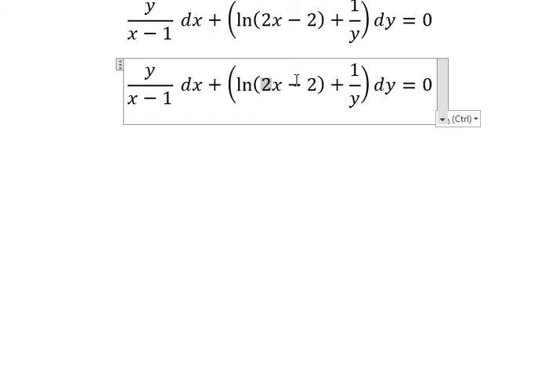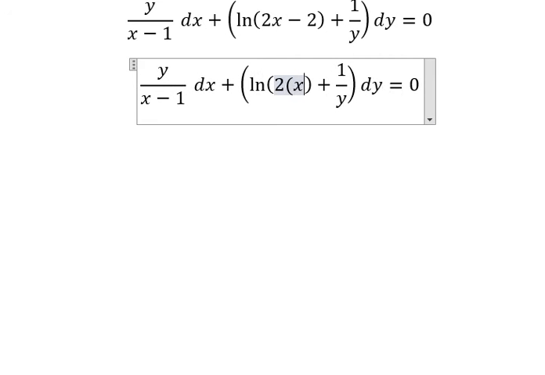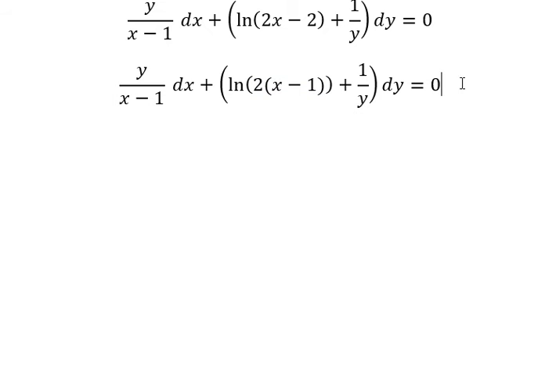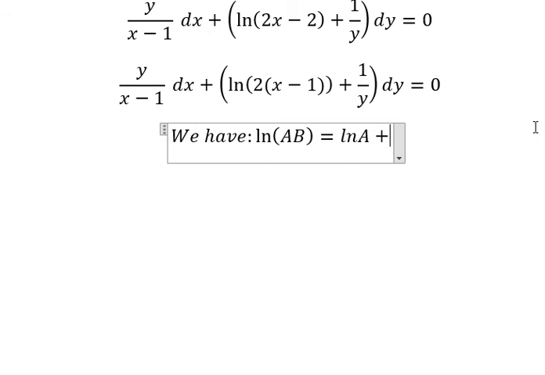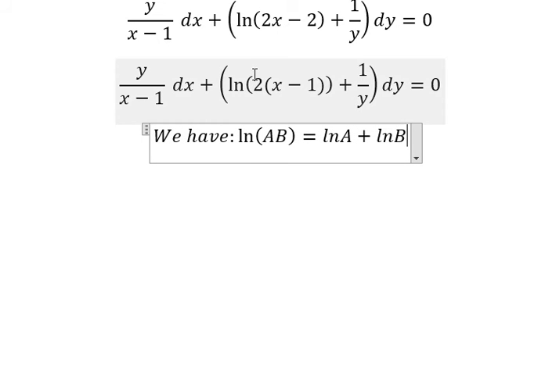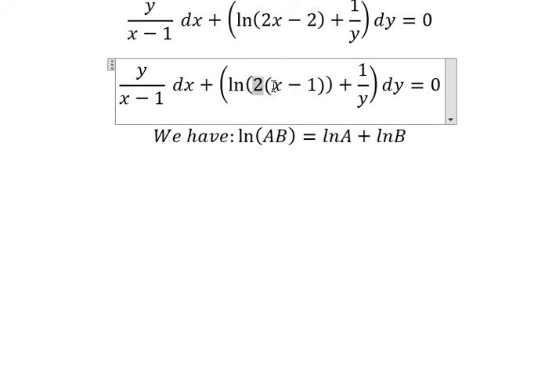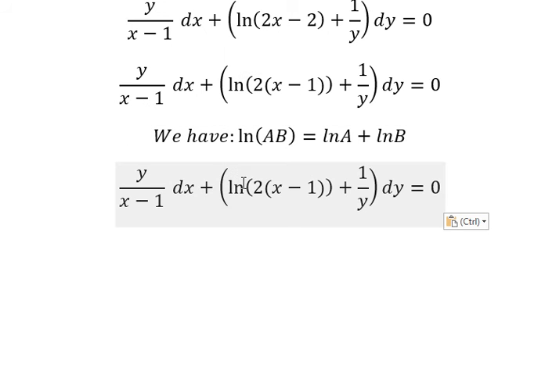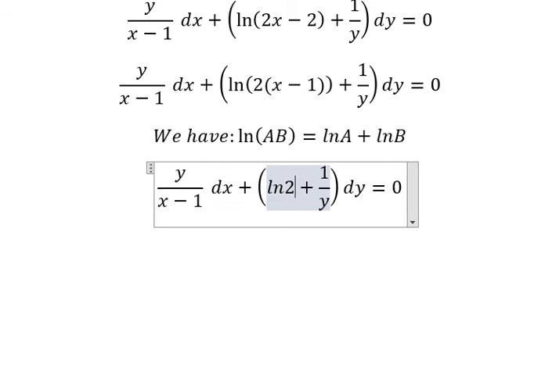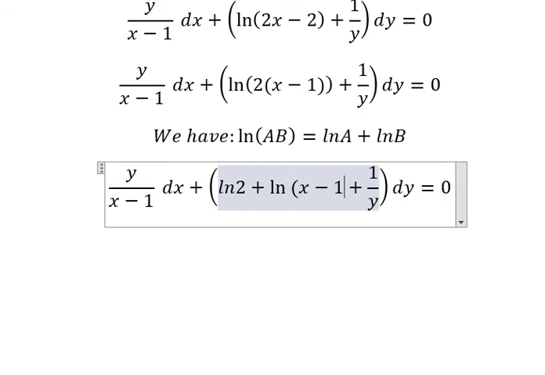So we have number two. We can do factorization. Next, we have the formula in here: ln of AB equals ln A plus ln B. So this is A, and this is B. We can apply the formula in here, and we have ln of 2 plus ln of S minus 1.